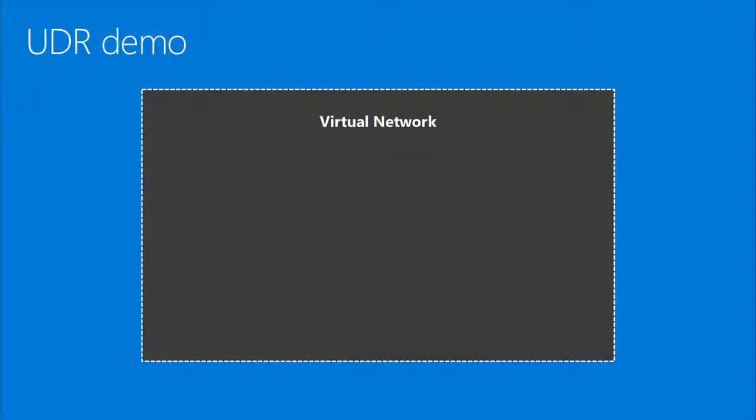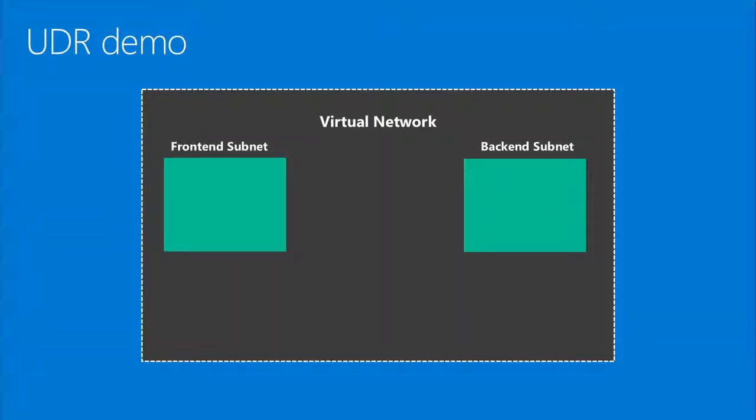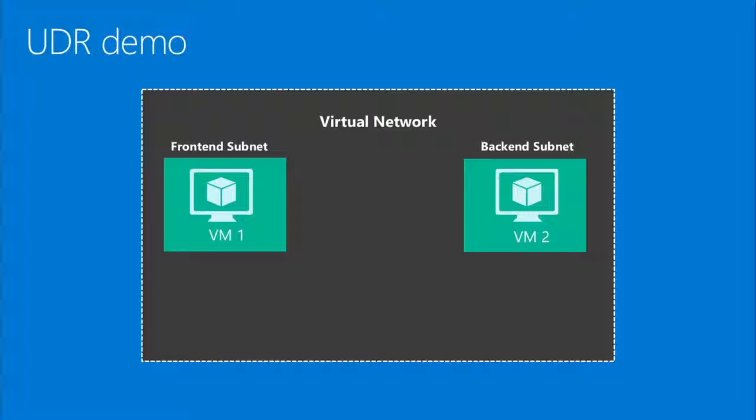This is what the demo setup is going to look like. In the template, I'm creating a very simple virtual network. I'm going to further divide the virtual network into two subnets, a front-end subnet and a back-end subnet. I'm going to deploy a VM each in the front-end and back-end subnets. I'm going to show you that the default route will take effect in the virtual network, and the VM in the backend subnet can just talk to the front-end subnet.